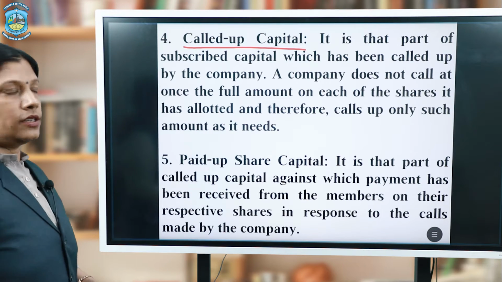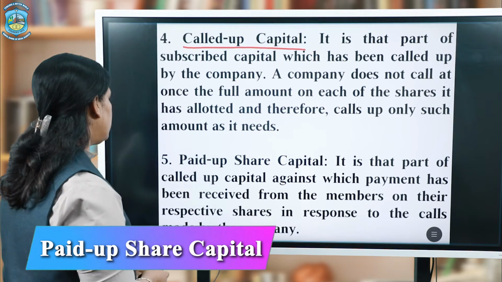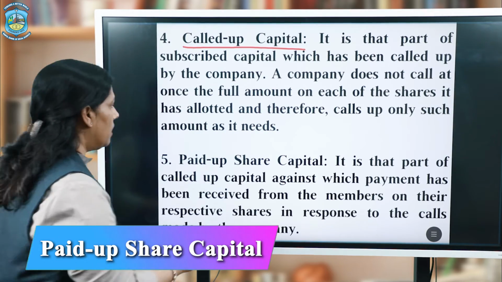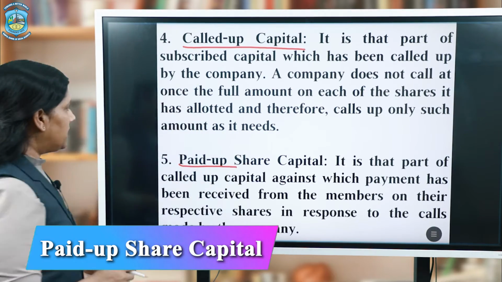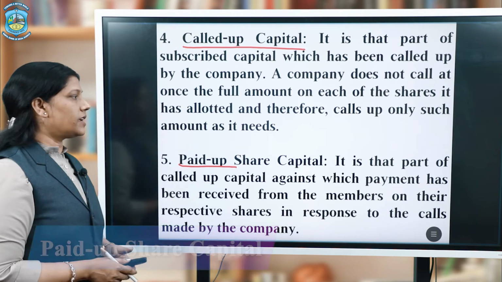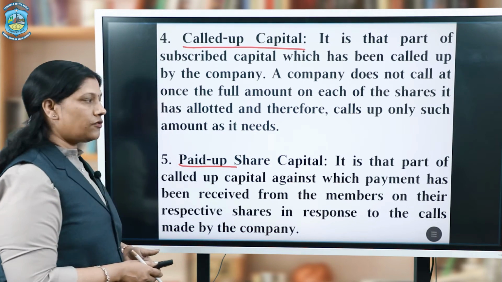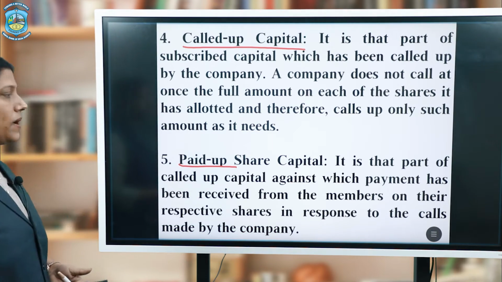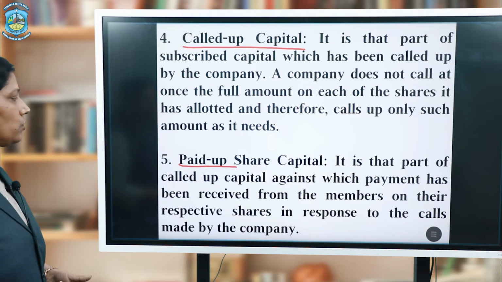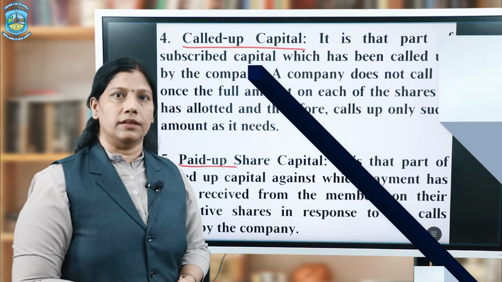Now take a look at the fifth type of share capital, which is known as paid up share capital. It is that part of called up capital against which payment has been received from the members on their respective shares in response to the call made by the company.